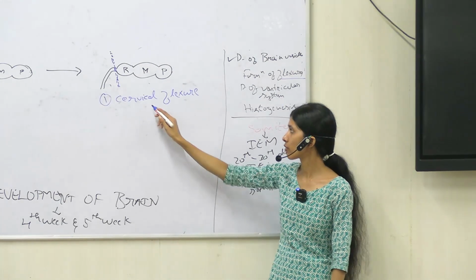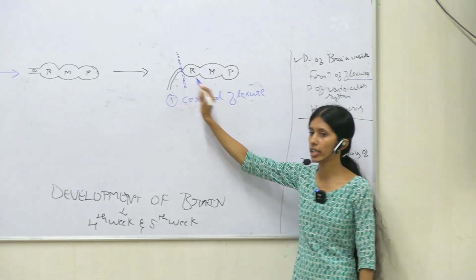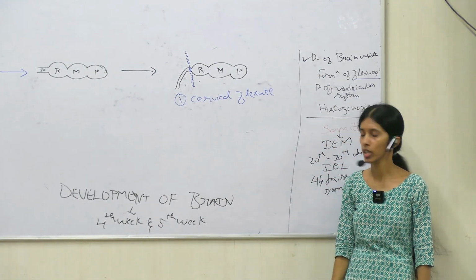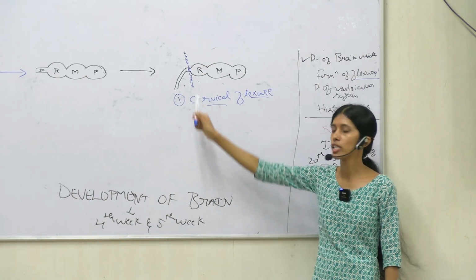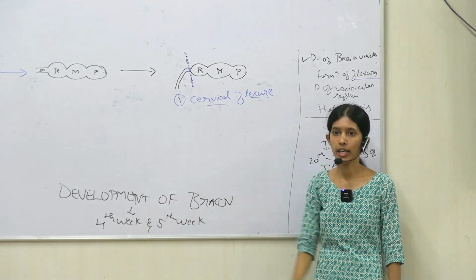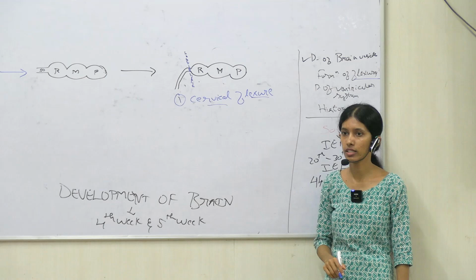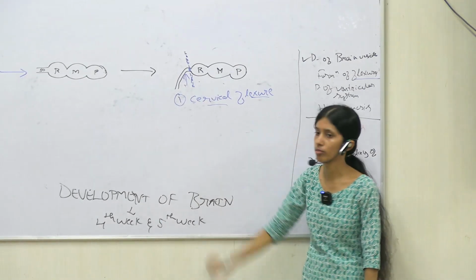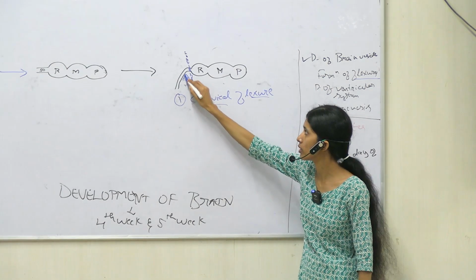This cervical flexure or bending takes place between your spinal cord and your hindbrain or rhombencephalon. Remember the point, cervical flexure takes place between the spinal cord and the hindbrain. This is the very first flexure we can see, and the flexure is taking place in this particular direction.